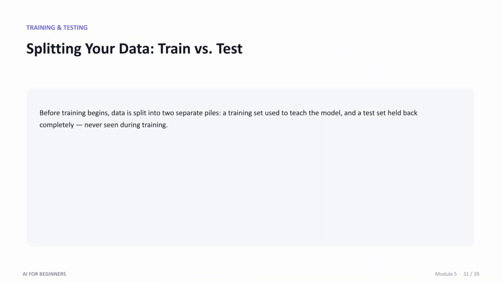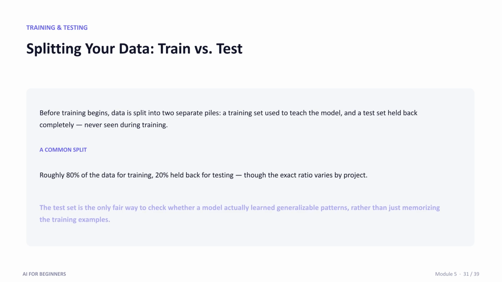Before training begins, we split our data into 2 piles. We use a training set to teach the model and hold back a separate test set that the model never sees during training. A common approach is an 80-20 split, meaning 80% of the data is for training and 20% is for testing. This is the only fair way to evaluate it.